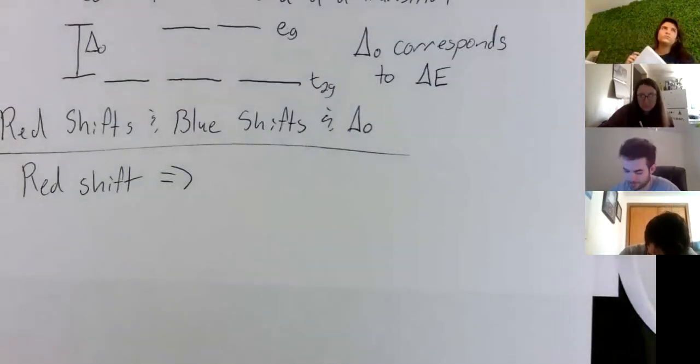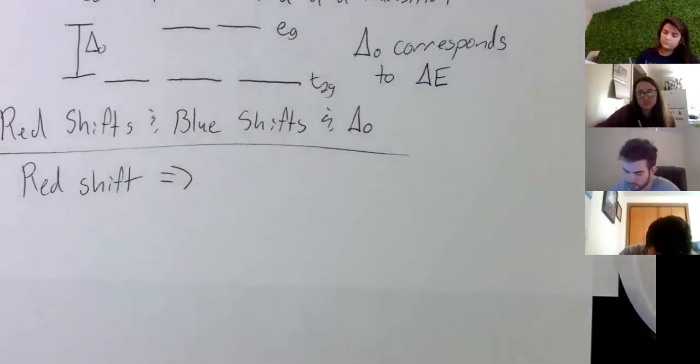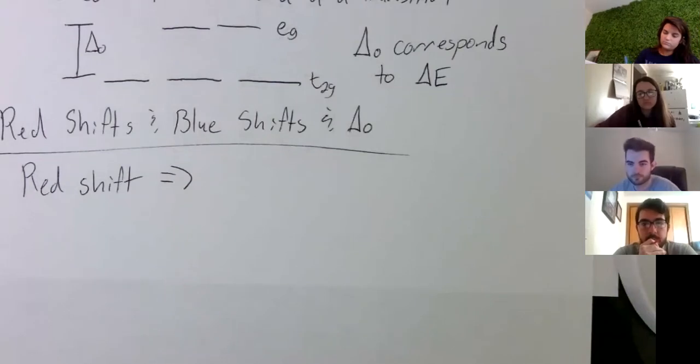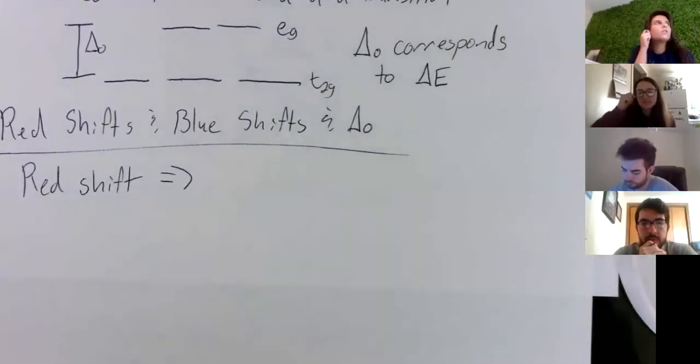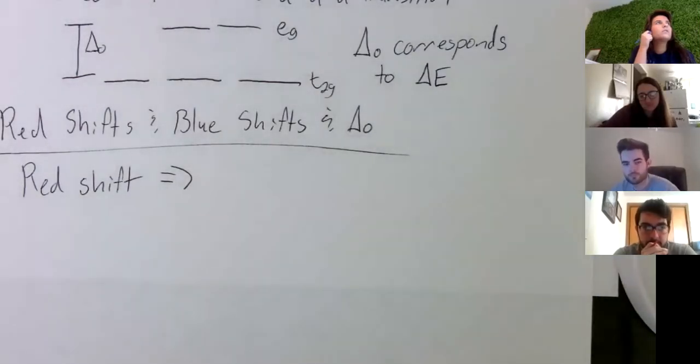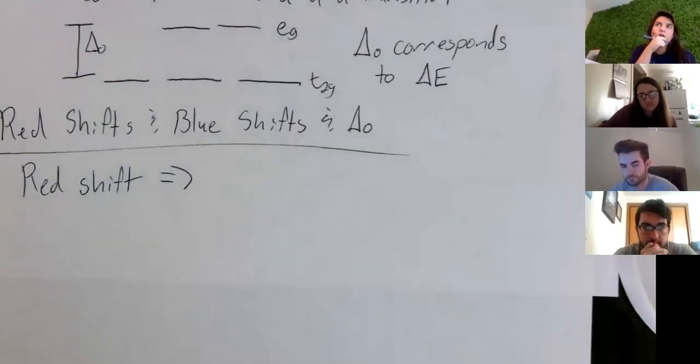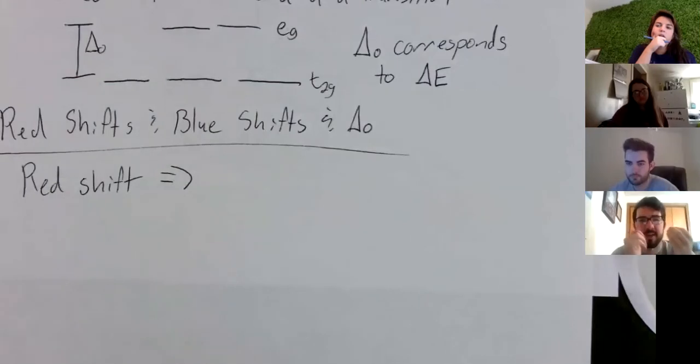For example, a redshift. Let's say the ambulance is driving towards you. What happens to the pitch or the frequency as it drives closer to you? It's higher. Now, what about as it drives away? It's lower. Which one's the redshift and which one's the blueshift? Is the redshift when the ambulance is driving towards you? Isn't it when it's driving towards you because it's getting more intense?